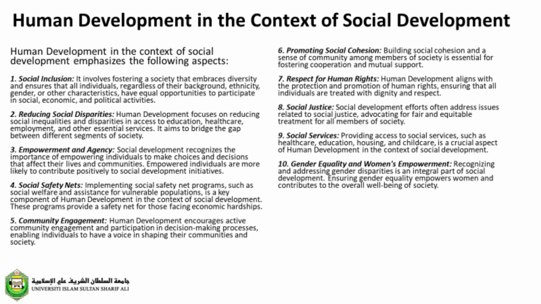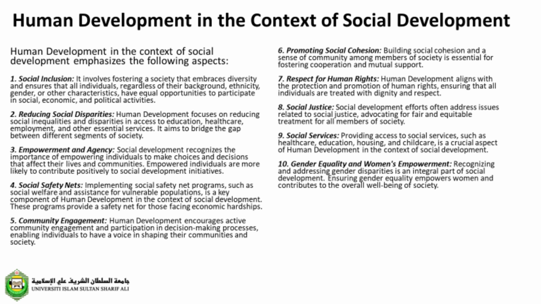3. Empowerment and agency. Social development recognizes the importance of empowering individuals to make choices and decisions that affect their lives and communities. Empowered individuals are more likely to contribute positively to social development initiatives. 4. Social safety nets. Implementing social safety net programs, such as social welfare and assistance for vulnerable populations, is a key component of human development in the context of social development. These programs provide a safety net for those facing economic hardships.